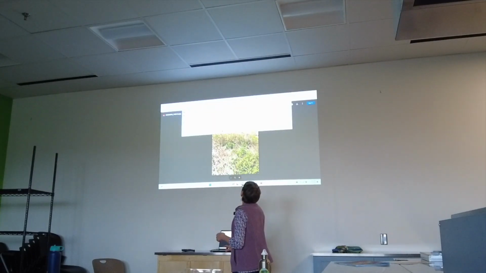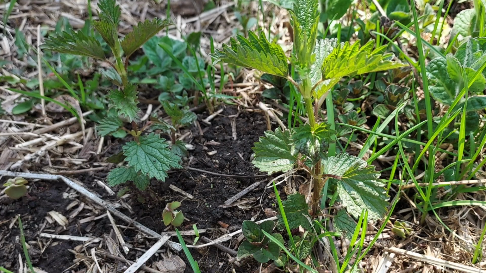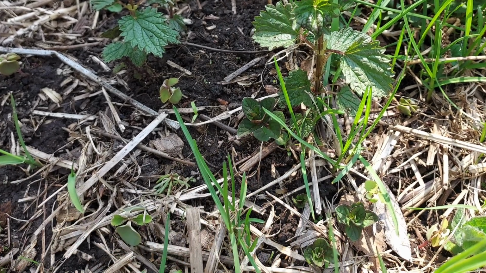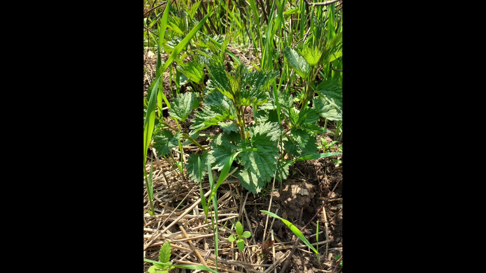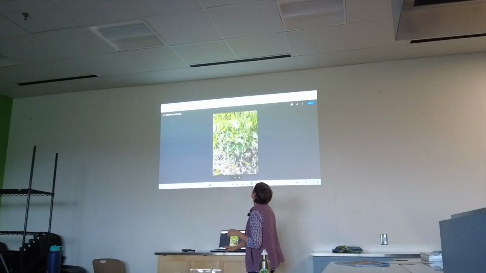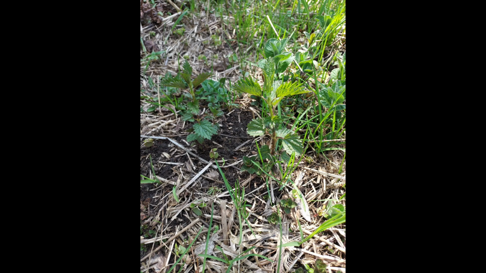Let's see, oopsie. This one? Anybody recognize this guy? I think we have two pictures. Yeah, that's a little bit taller. That one was probably about this tall. I did not pick any of these because I need them to get a little bit bigger for my medicine cupboard. Those are about this tall right now. Any clues? Anybody? Susie?